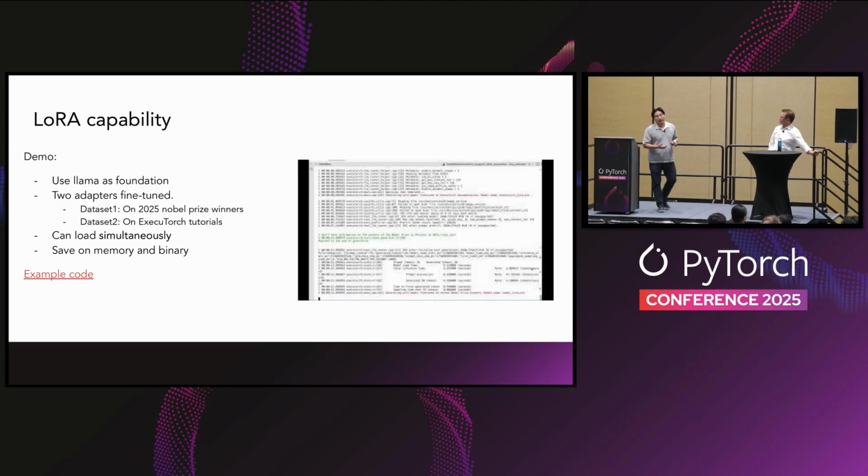LoRA, this is a common request we've heard from people. So the idea is that you basically create a foundational model. Let's say you use Llama as a foundation model, and then you have two data sets. You fine-tune it, let's say in this example, one for Nobel Prize winners from 2025. This is after Llama launched, so Llama doesn't have the information. And another data set for ExecuTorch tutorials. And in this case, we are showing you can load two LoRA adapters together simultaneously without incurring extra memory or binary size load on the code.